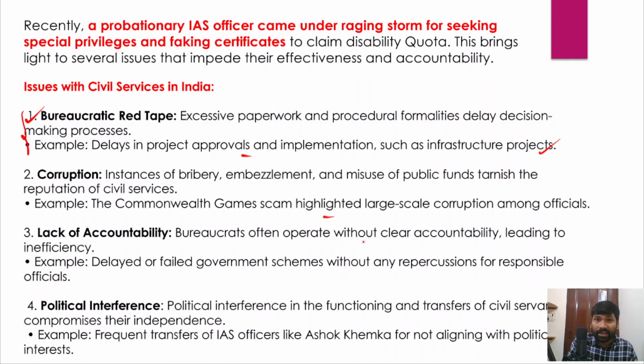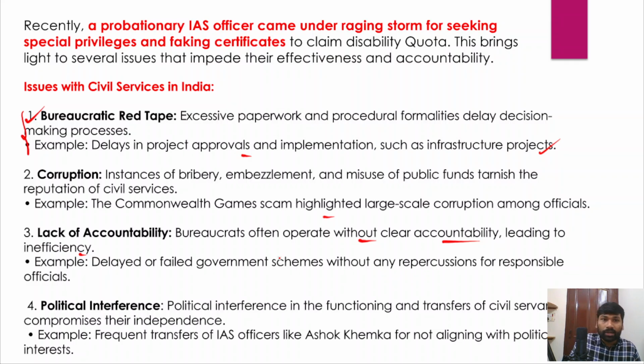And lack of accountability is another major area, right? Bureaucrats often operate without clear accountability. You need to be answerable for whatever decisions you take whenever you are in public life, or whenever you are taking major decisions that have a larger impact on society. Therefore bureaucrats often operate without accountability, and that is one of the main problems in present day civil services, and this very often leads to inefficiency, and also leads to collusive corruption as well.